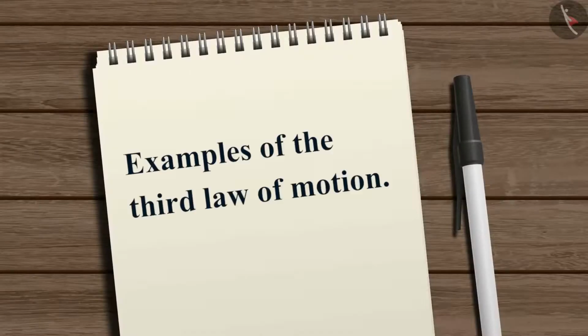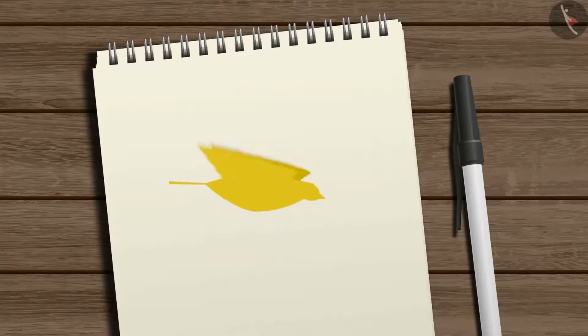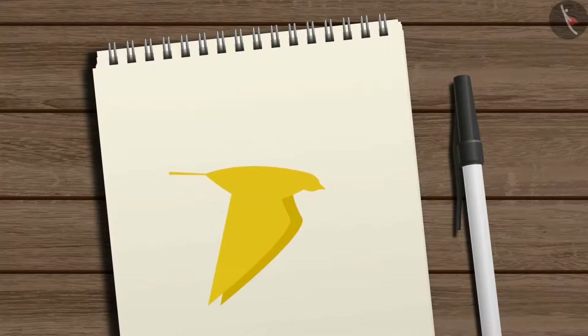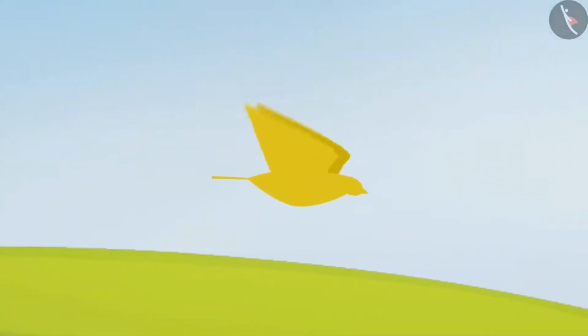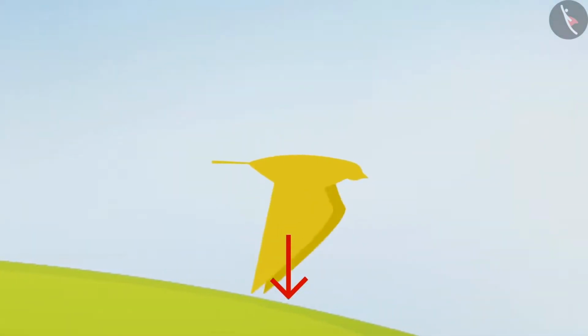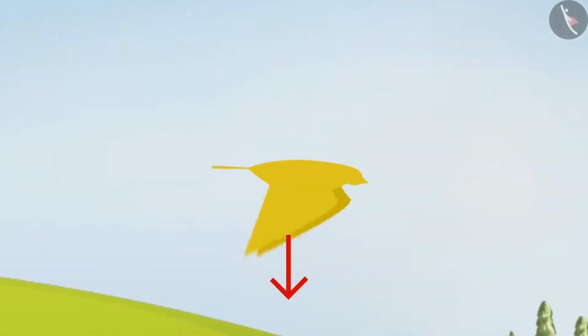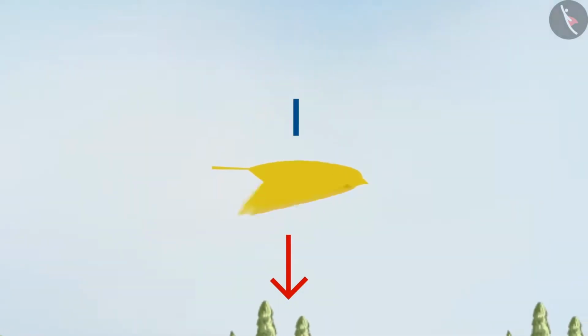Let us now look at two different examples to understand the third law of motion better. Example 1. Let us consider the case of a bird flying by flapping its wings. When a bird flaps its wings downwards trying to lift off, it creates a force that pushes the air downwards, which results in an equal and opposite force that pushes the bird upward and helps it to fly into the sky.